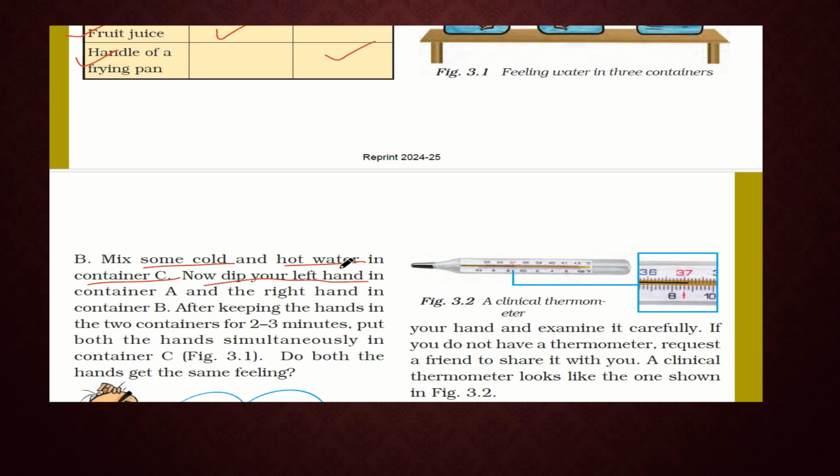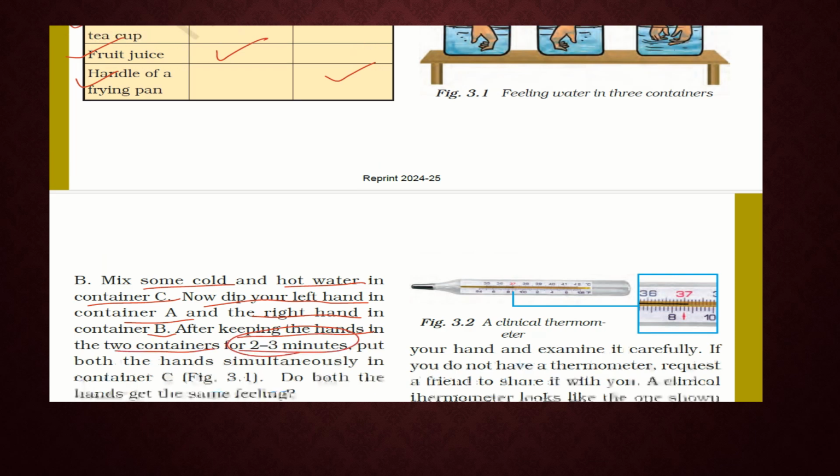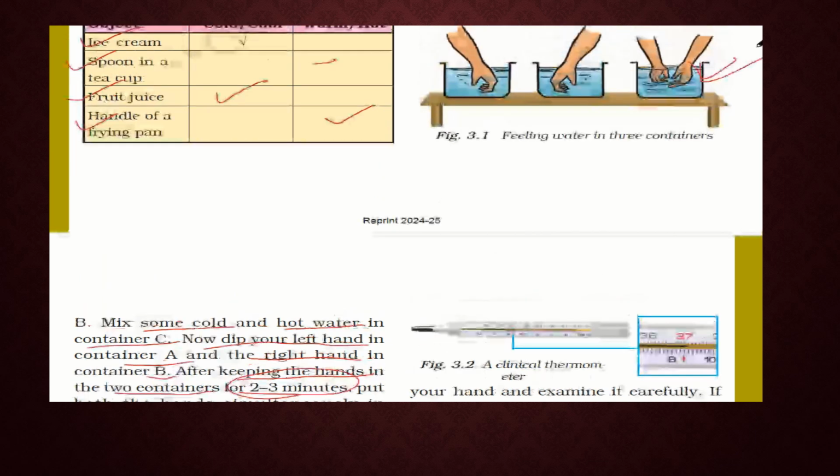Now dip your left hand in container A where you have put cold and freezing water, and your right hand in B where you have put lukewarm water, and after keeping these hands in the two containers for 2-3 minutes, then you are putting your hand in this container C.